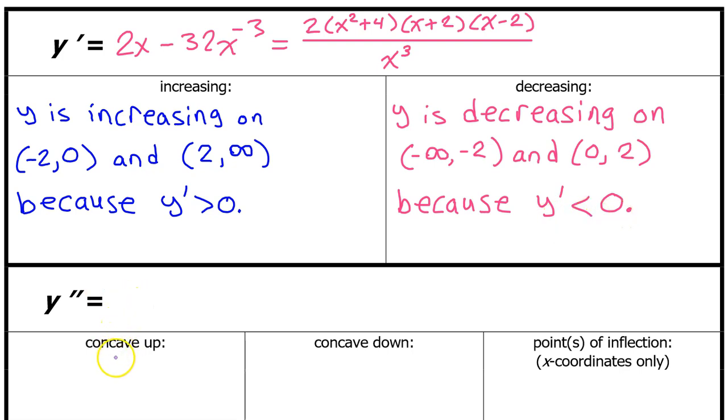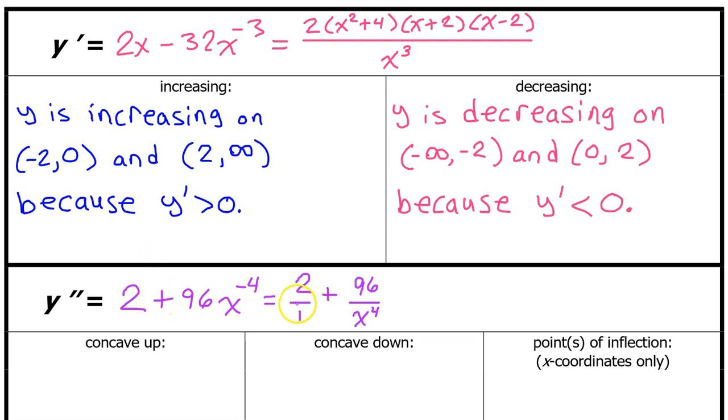In order to find intervals of concavity, we need y double prime, the derivative of y prime. Let's take the derivative based on this form. The derivative of 2x is 2, and using the power rule, let's see. Negative 3 times negative 32 is positive 96. So we have 96x to the negative 4 power.